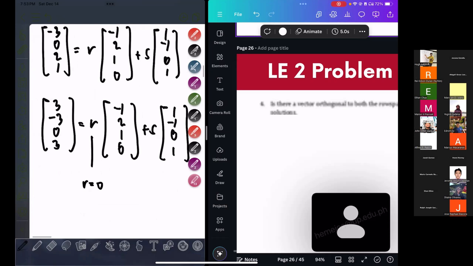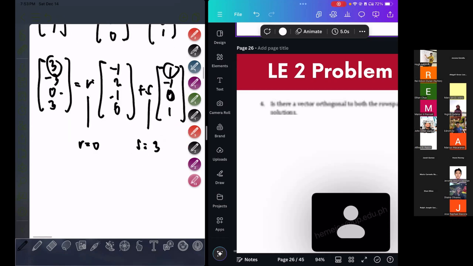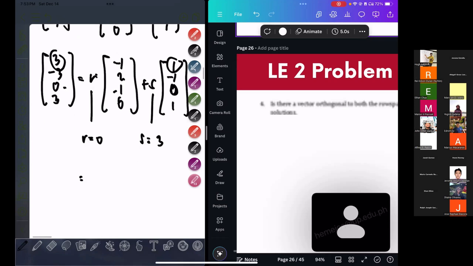And then, since this is the third element, we want r to be 0 to make this 0 to 1. And then s can be any number. So let's figure out what s can be. Let's try s as 3, to match this 3. Since this is 0 already, let's make this 3 by having s equals 3. Doing that, 3, 1, negative 1, 0, 1.